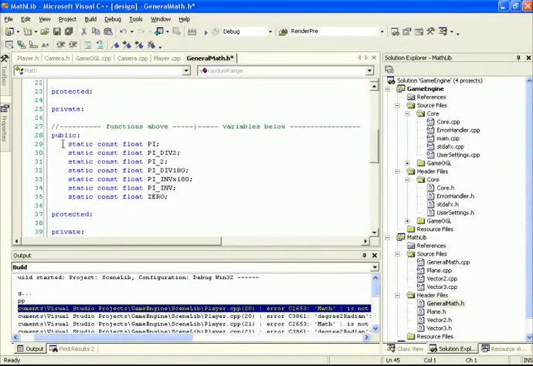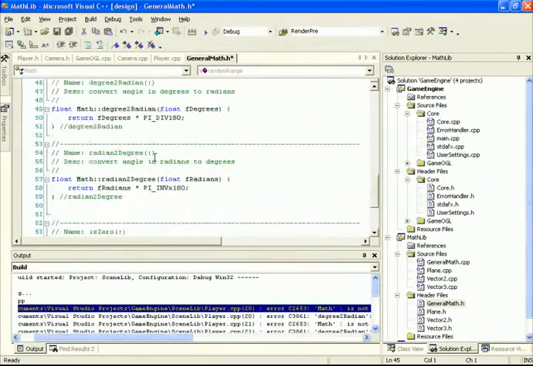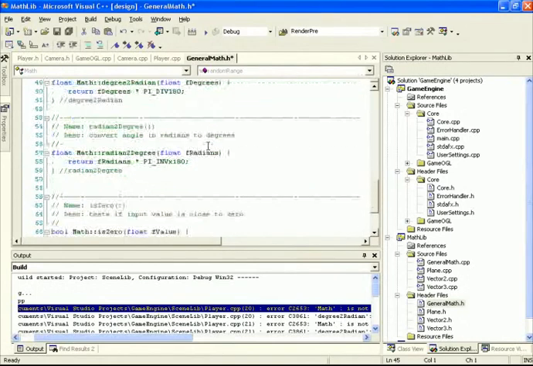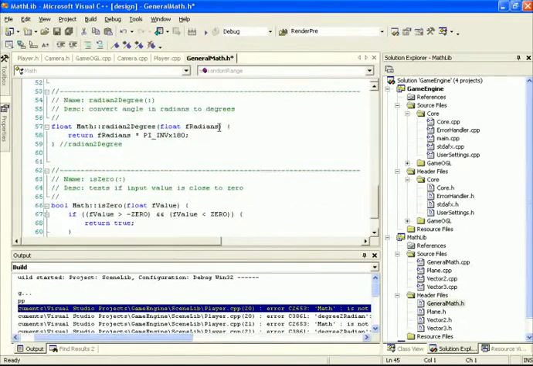Our public members, they're all static. We can use these outside of the math class because they are static. So we have pi divided by 2, 2 times pi, divided by 180, 180 divided by pi, 1 divided by pi, and 0. Then down here we have our inline functions defined. So degrees to radians, we pass in the degrees. To convert to radians, we just take our degree value, multiply it by pi divided by 180. Our radian to degree function will take in a radian value, multiply it by 180, and divide it by pi.